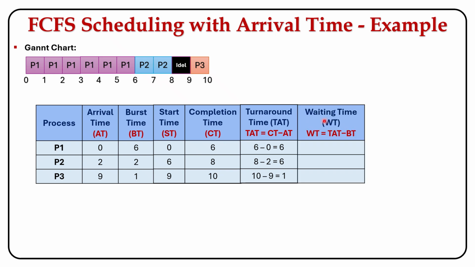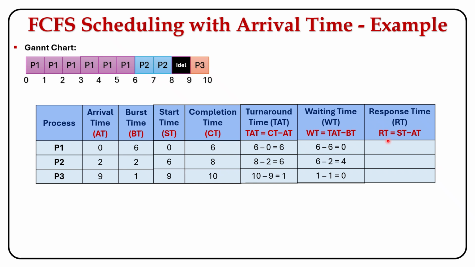Next, we can calculate the waiting time using the formula turnaround time minus burst time. The turnaround time for process P1 is 6 and burst time for process P1 is 6. So we get 6 minus 6 is equal to 0. For process P2, the turnaround time is 6 and the burst time is 2. So 6 minus 2 is equal to 4. Next, for process P3, the turnaround time is 1 and the burst time is 1. So 1 minus 1 is equal to 0. The waiting time for process P1 is 0, for process P2 is 4 and for process P3 is 0.